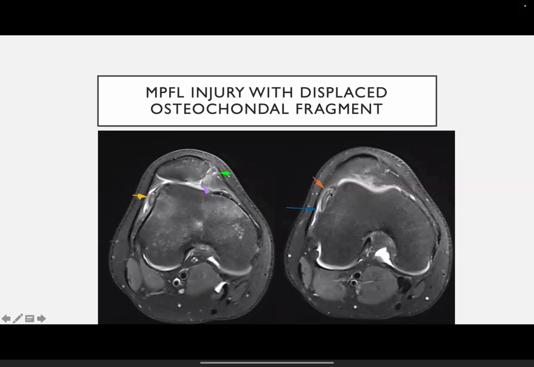So this is a very important area which we need to always double-check so that you're not missing an osteochondral fragment, because that will change the management from conservative to surgical. MPFL injuries are the most common ones which need to be checked with these injuries.